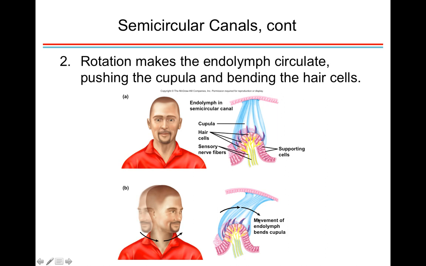And it's the bending of the cupola and the hair cells at the bottom that are going to be detecting that. Because if the stereocilia are bending towards the kinocilium, we'll see more frequent action potentials, and if the stereocilia are bending away from the kinocilium, we're going to see a decreased frequency of action potentials. And then the central nervous system can process this information as movement, where are we moving?